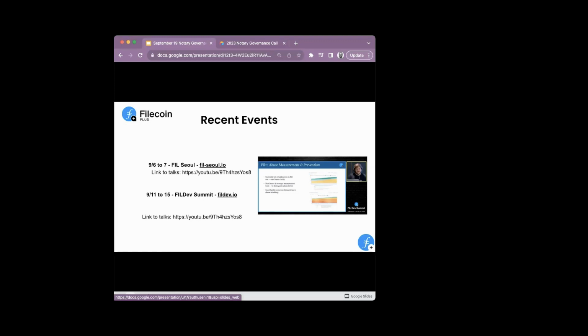Galen talked about the Fil Plus process overall, and Juan was actually there to give some talks about Filecoin Plus, the importance of Filecoin Plus, block rewards going to deals. And so it was really good. All of the videos are recorded. There's a link on this slide here.